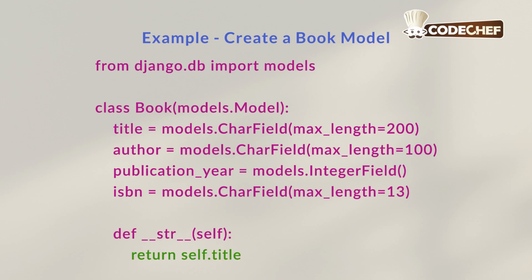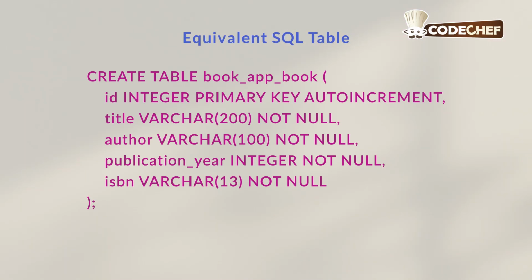So that is what this str function means. Now this is what the equivalent SQL table would look like for that class that you created. So behind the scenes, Django will generate an SQL command like this when you run those migrations. Notice how it automatically names the table as app name underscore model name.